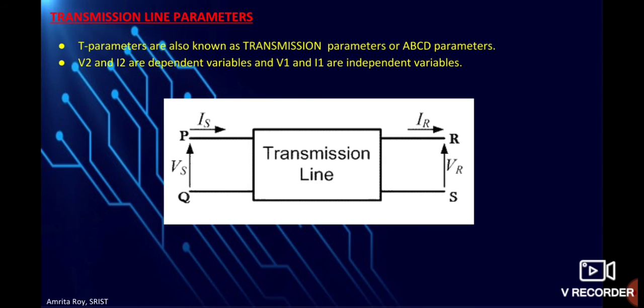So, how can we calculate the values of A, B, C and D? We can calculate two parameters, A and C, by open circuiting port 2. Similarly, we can calculate the other two parameters, B and D, by short circuiting port 2. Now, in this figure we can see at port 1 the sending end voltage and sending end current are given, and at port 2 the receiving end voltage and receiving end current are given.